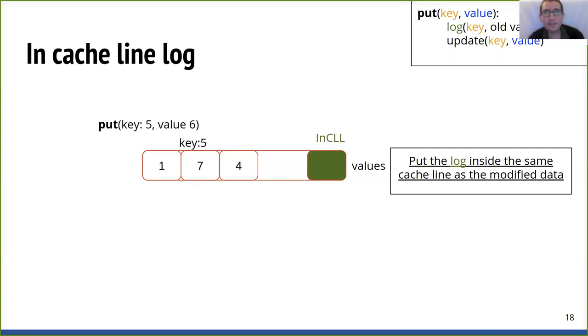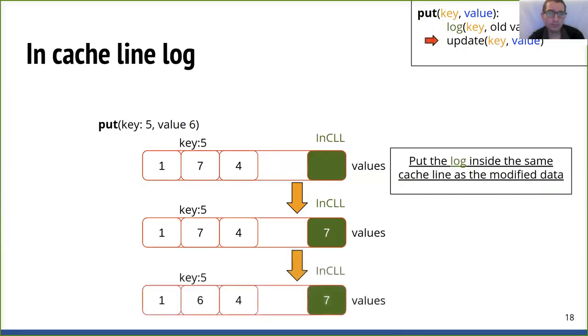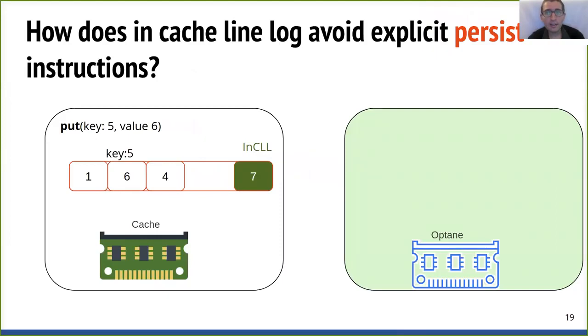The new algorithm is as follows. The value is logged to the in-cache line log. In the example, the value 7 for key 5 is stored in the in-cache line log. The application then continues mutating the data structure. In the example, the value 7 is replaced with value 6. The main reason that in-cache line logging can avoid explicit cache line writebacks in the fast path is that the modification is done to the same cache line.